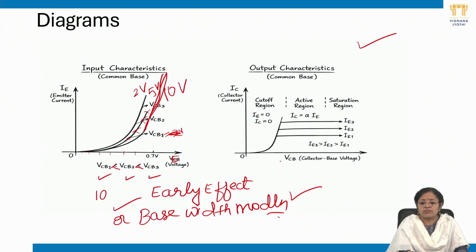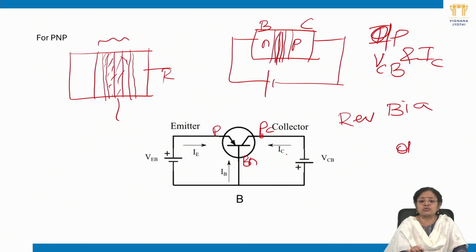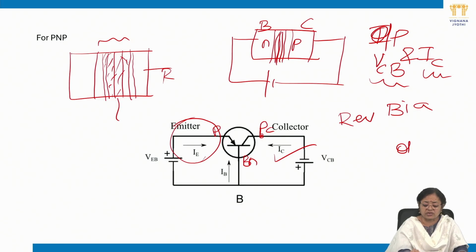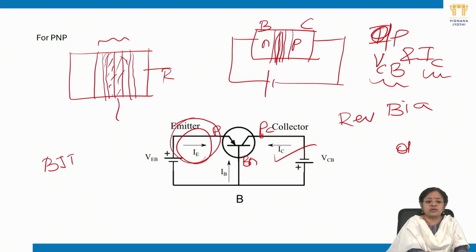For different values of input current, since the BJT is a current controlled device, by keeping the input current constant, we will obtain the output characteristics. That is, we will vary VCB and obtain the IC variations for different values of input current, that is IE. Here the input current is IE because the BJT is a current controlled device.